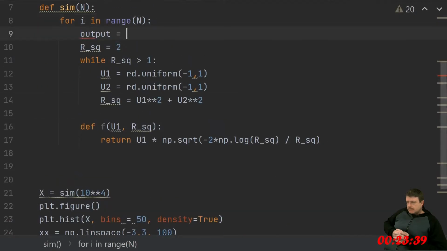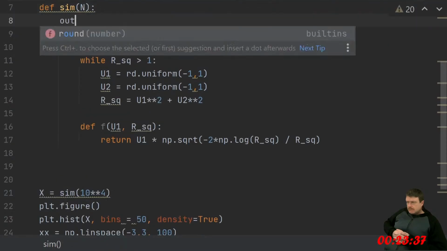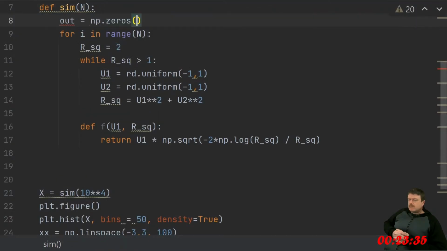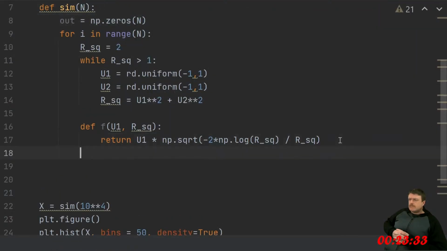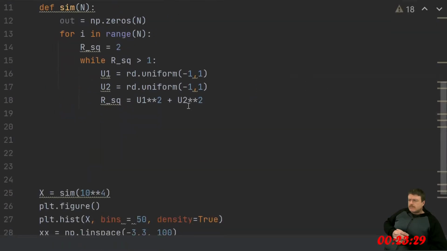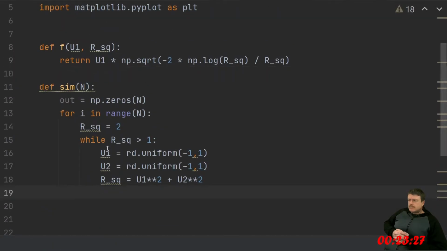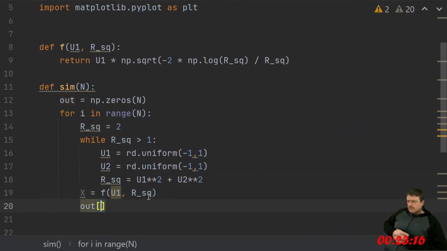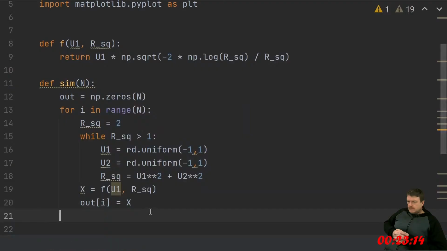I will need an output, which I will need here. Output equals 1 minus zeros. This function will just go all the way outside. So at this point, I have sampled u1 and u2 until they are within the unit circle. So now I build my x, which is equal to f of u1 is q, where f is this function up here. And then I append my x to my output. Then finally I return my output.